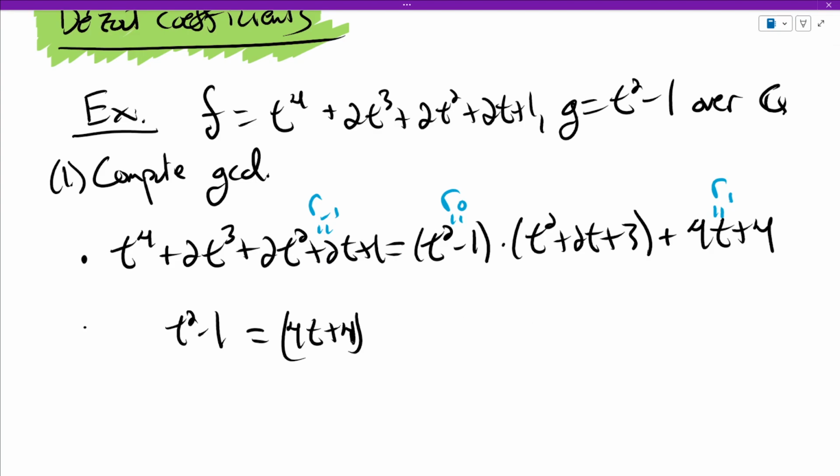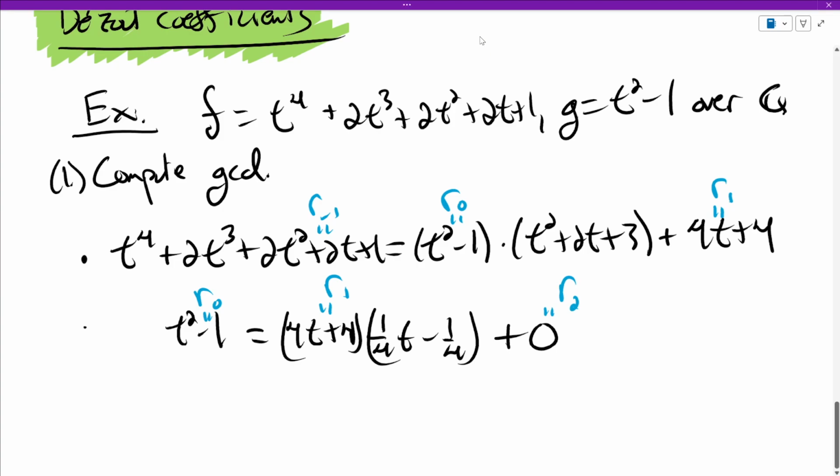Now, 4t plus 4 is up to a multiple t plus 1. We know that t squared minus 1 factors as t minus 1 times t plus 1. One of the t plus 1s is here, so we must have a t minus 1, but we should probably also divide by 4, so it goes in evenly. Certainly this works, and then the remainder is 0. So this is our r2, and we found that the remainder is 0. What does that tell us? It tells us that the GCD, I'll highlight here in yellow, is the previous remainder.